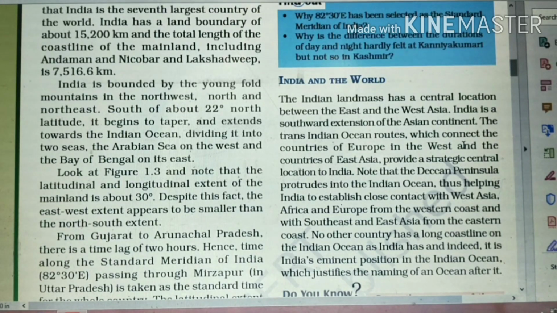Now, India and the world. First of all, we will talk about the location of India in Asia. If you see it from East to West Asia, India has a central location between East and West Asia. India is a southward extension of the Asian continent. That means it extends southward.